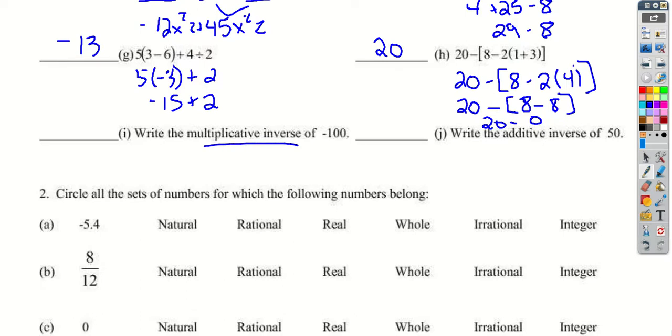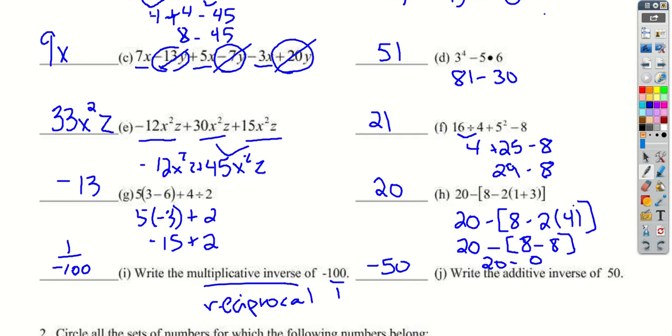All right, multiplicative inverse is negative 100. We said this in class. The word we're looking for here is reciprocal. So we're going to take that number, we're going to make a fraction, we're going to flip it upside down. So it's 1 over negative 100. All right. Additive inverse of any number is the opposite. So just change the sign. So negative 50.